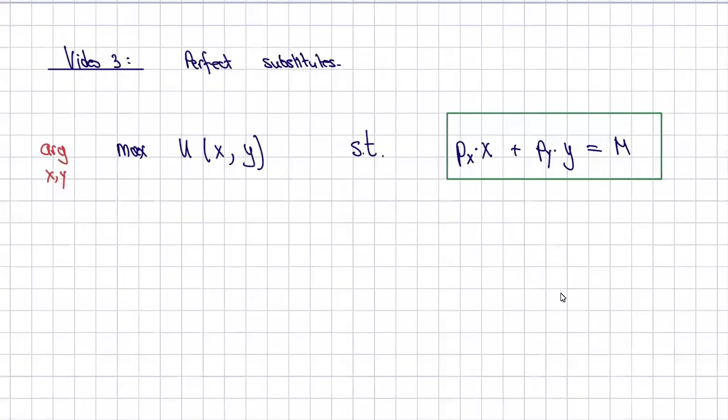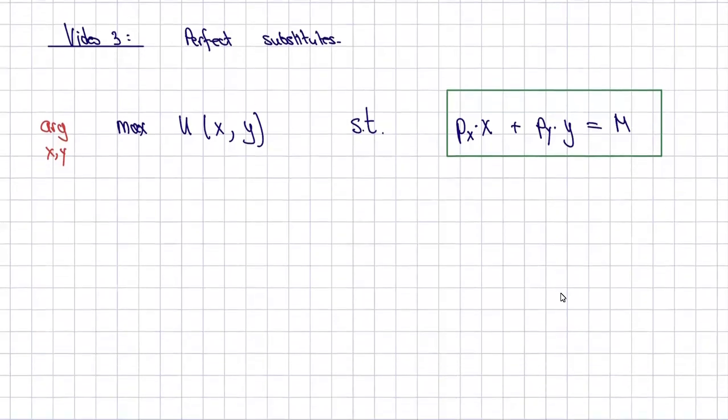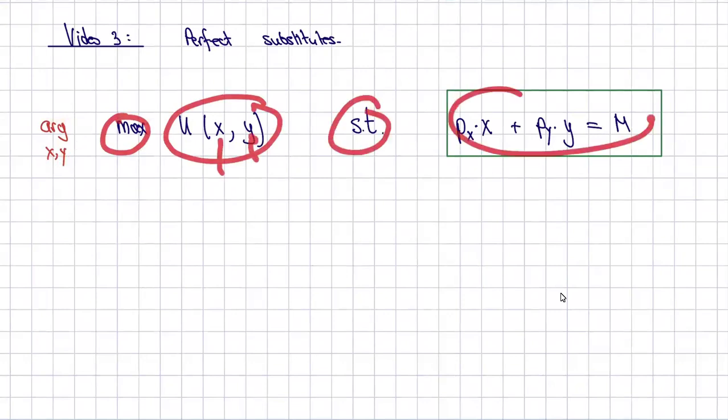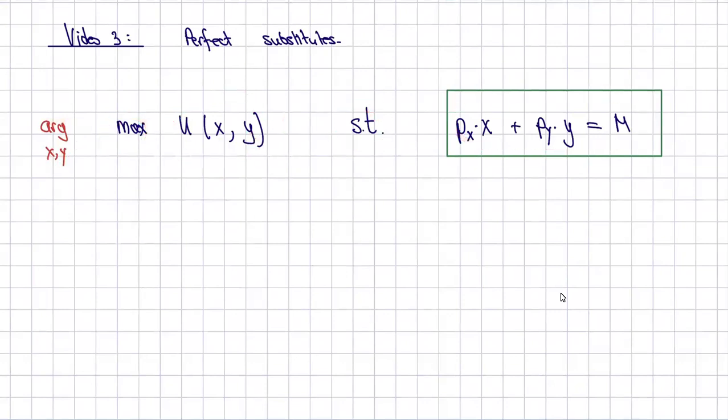Okay, so in this video, I'm going to discuss perfect substitutes, which are common in consumer theory. They might show up in exchange economies when you're doing the Edgeworth box. If you remember from the previous videos, we have a general problem where we're looking for an x and a y that maximize a utility, which depends on two inputs, subject to a budget constraint.